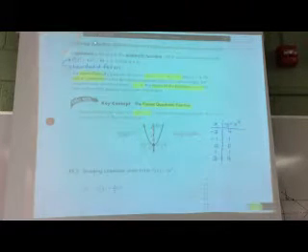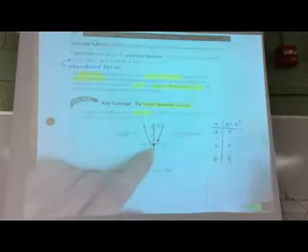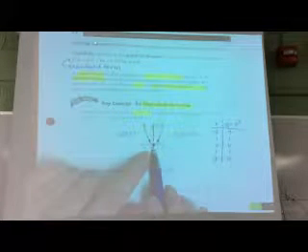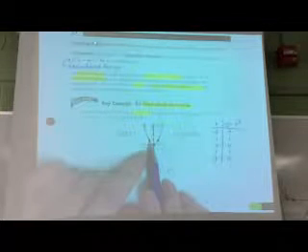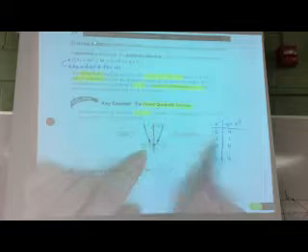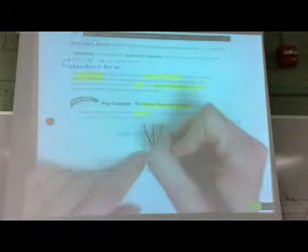So what you need to realize is the parent function has its vertex at (0, 0). It has a point at (1, 1) and at (-1, 1). And if you notice, that's 1 up, 1 over, and 1 up, 1 over the other direction. Okay? Now, at 2 and -2, you're going to go up 4.